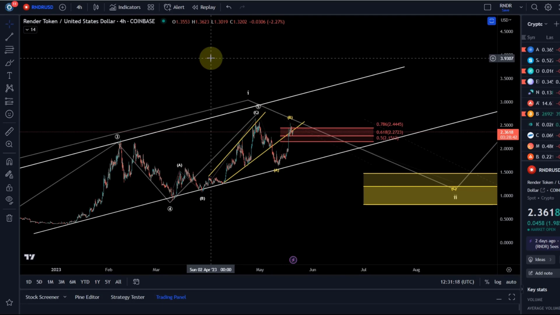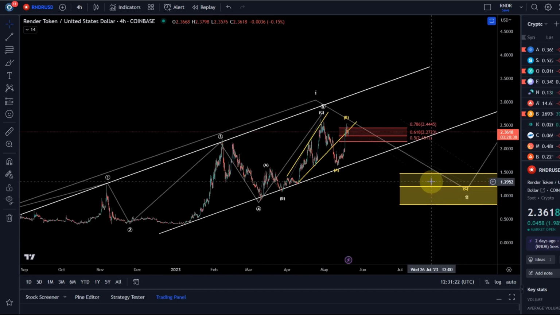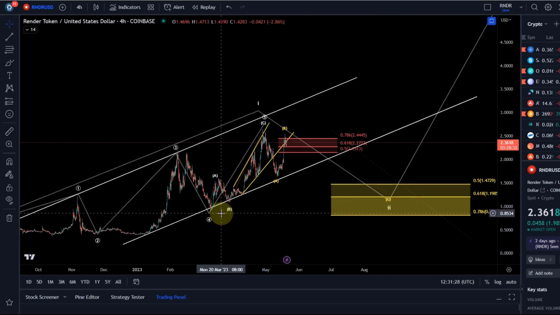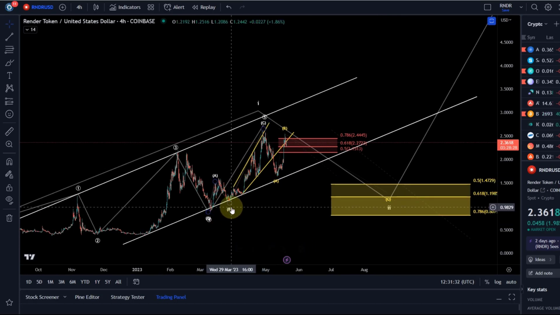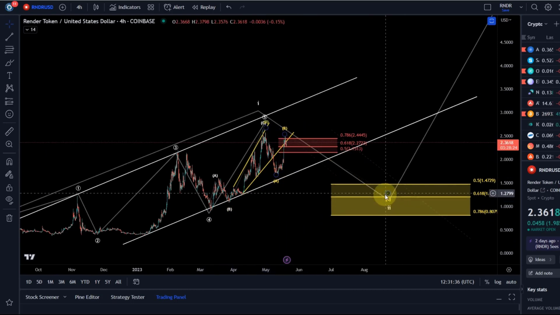Then the idea was we completed wave 1 and came down in a wave 2. But the idea is that wave 2 isn't finished yet, because first of all, the time that this correction took wasn't long enough. So from that point of view, the idea is the correction is still ongoing.